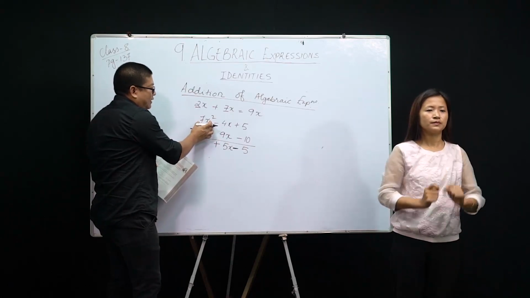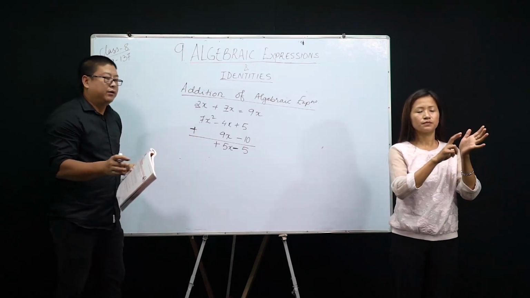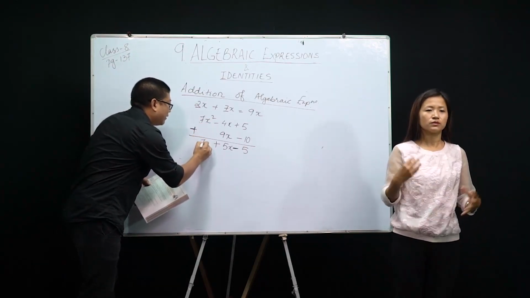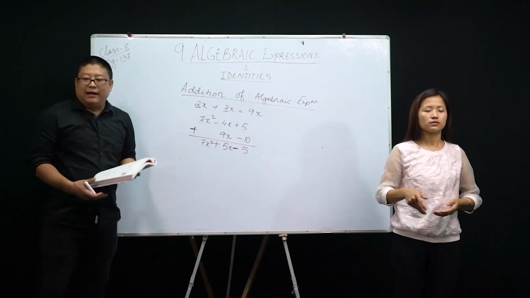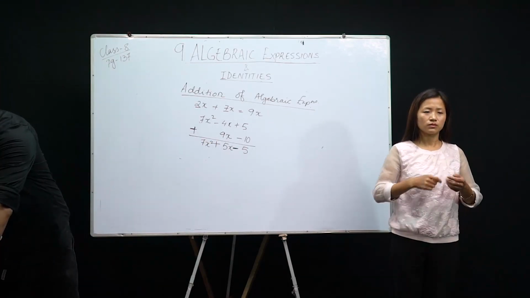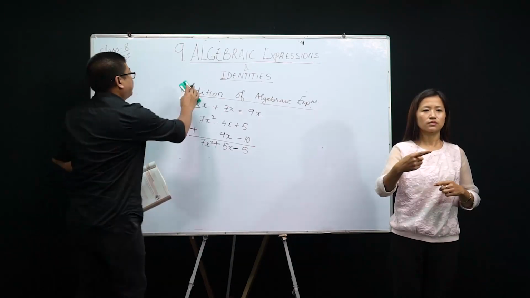For the last term, 7x squared, there is no number to add with. So you will simply bring it down and write it as it is. So this is how you will be adding algebraic expressions. The next will be about subtracting.